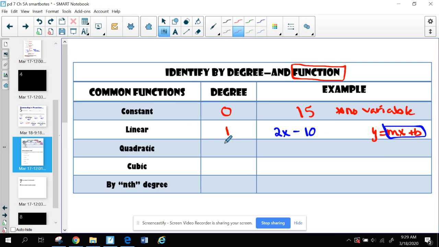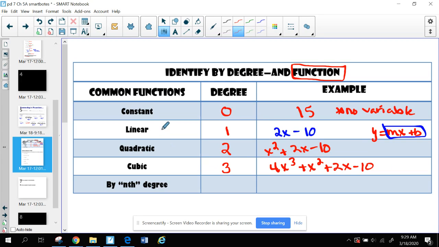Quadratic. Quadratic is a degree of 2. So I could just add a squared term to this. I could say something like x squared plus 2x minus 10. And then we keep going from there. Cubic is going to be a degree of 3. I could add some sort of an x cubed term to this. Maybe 4x cubed plus x squared plus 2x. I could keep the minus 10 or I wouldn't need to either.